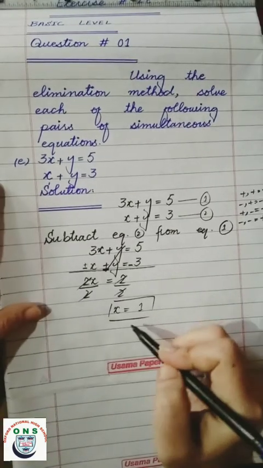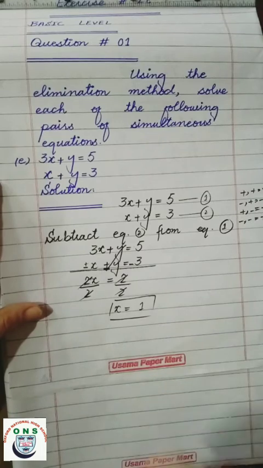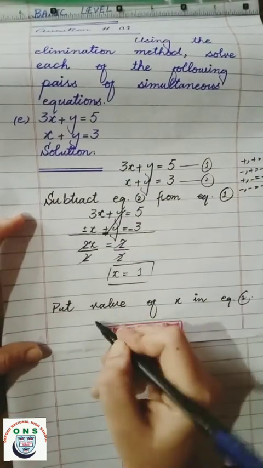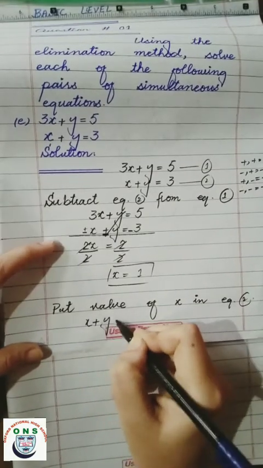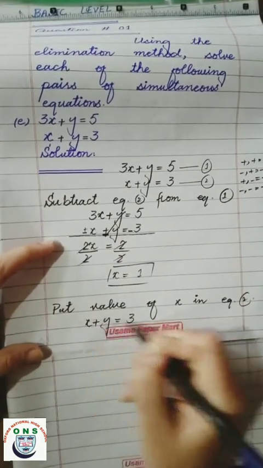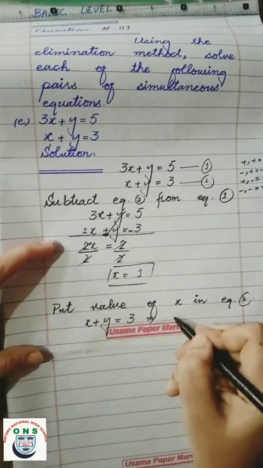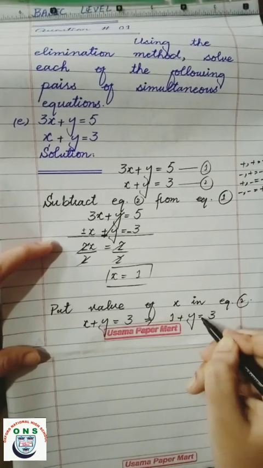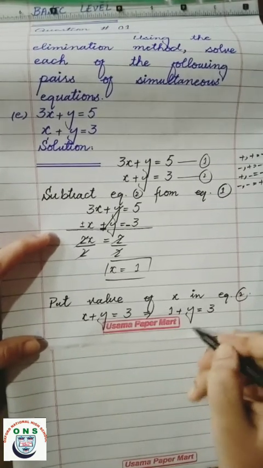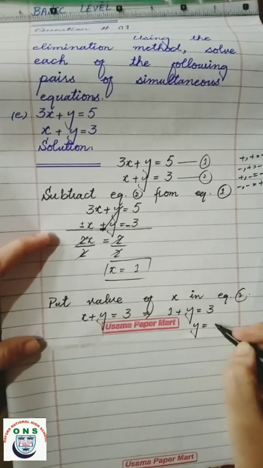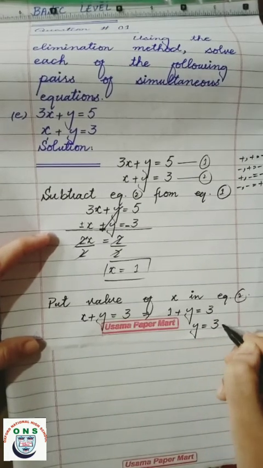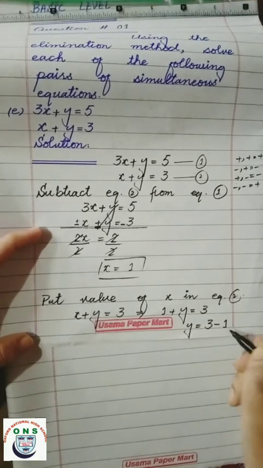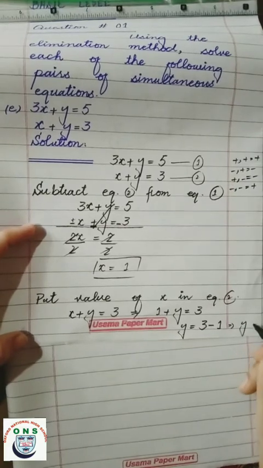Now we can place the value of x in any equation and we can find the value of y. Yes, we will place the value of x in equation 2. Equation 2 is x plus y is equal to 3. What is the value of x? The x value is 1, plus y is equal to 3. Basically we want to find the value of y, so y will be equal to 3, and the constant we have taken on the other side of equality, so y is equal to 3 minus 1, y is equal to 2.